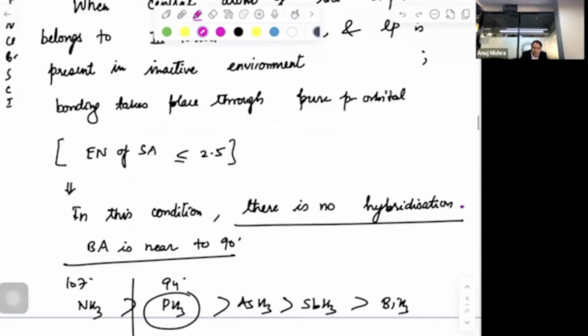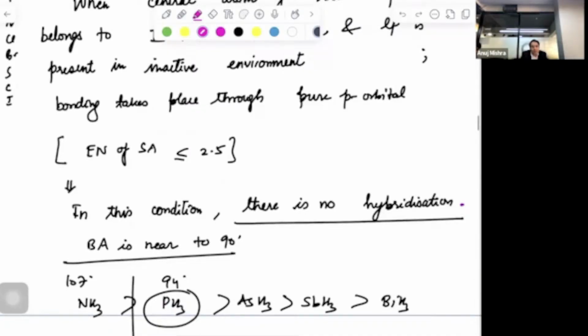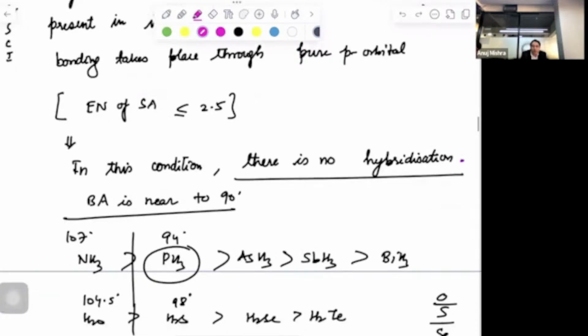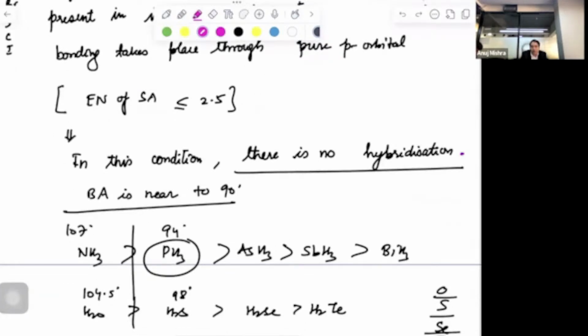Ammonia is 107, PH3 is around 94. AsH3 is even lesser, SbH3 is even lesser, BiH3 90, 91 के आसपास पहुंच जाएगा. Look at water. Water is 104.5. H2S is around 98 degrees. Drop of 6 degrees. Too much drop, right? H2S is even shorter, H2Se even more shorter, right?